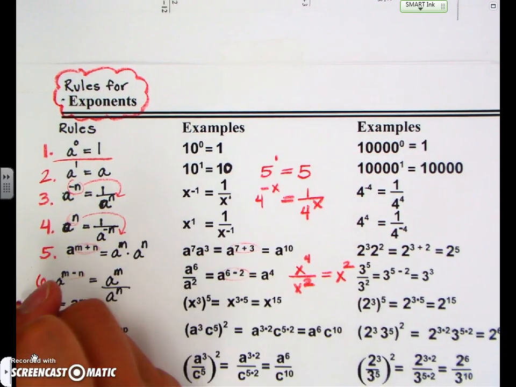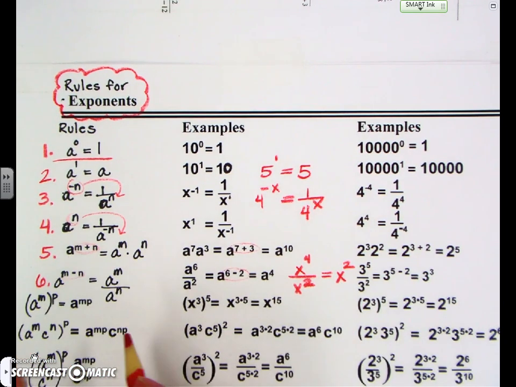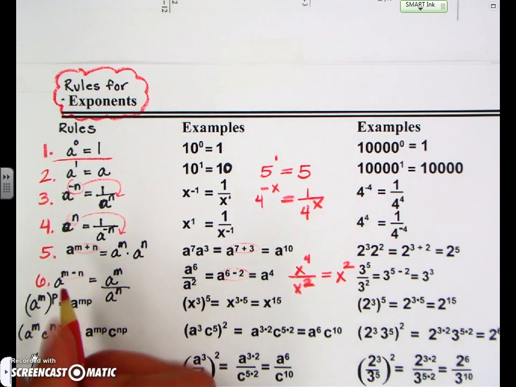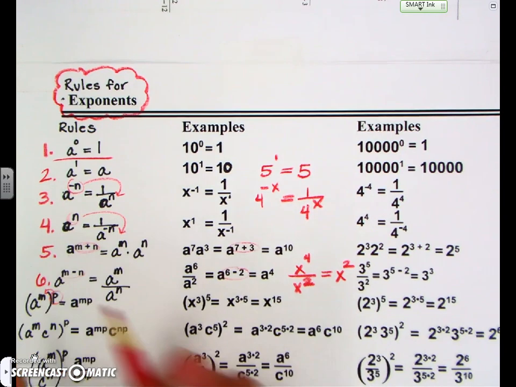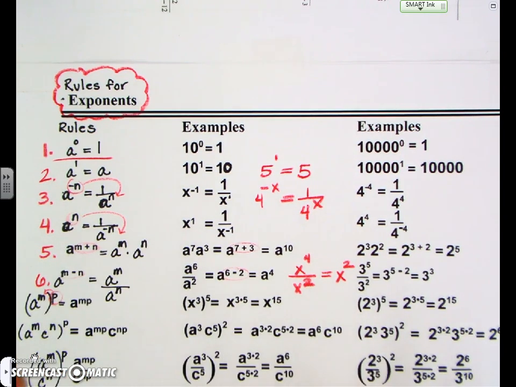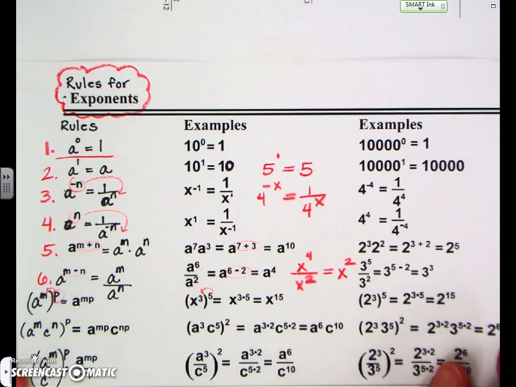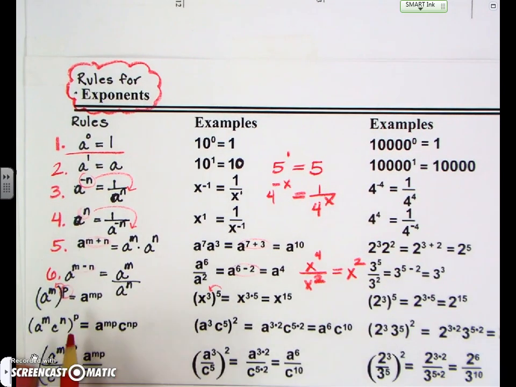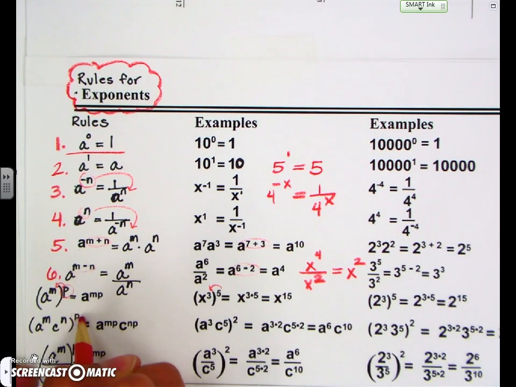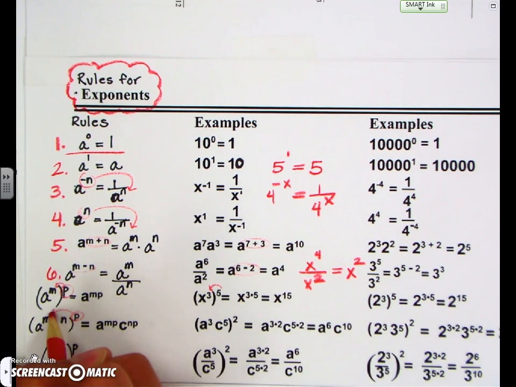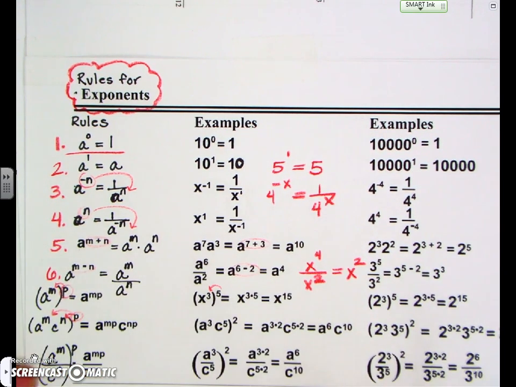Okay, rule number 7. I really don't have space to write 7, but when you have an exponent on the outside, you just distribute it to the inside. Here you had 5 on the outside, you distribute it to the inside, so you get x to the power of 15. Next one, you still have a power on the outside, but you need to distribute to each of the terms. So that's why you get a to the power of np and c to the power of np.